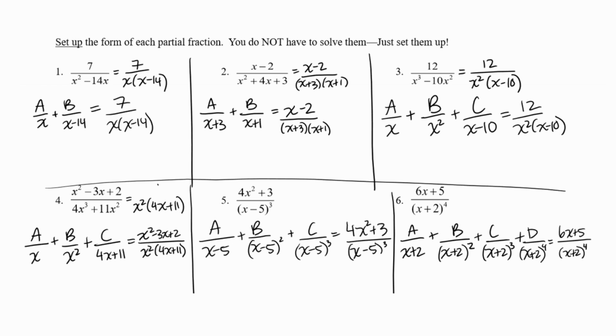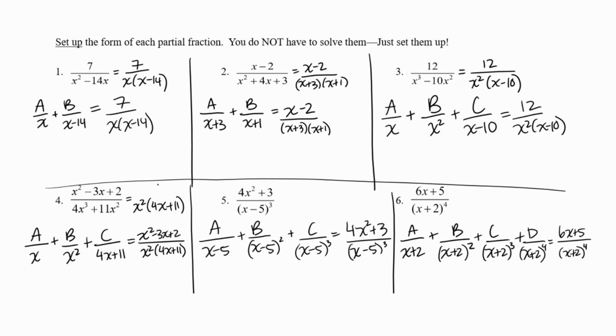For 5, essentially you can take x minus 5 three times because it's cubed. So a over x minus 5 plus b over x minus 5 squared plus c over x minus 5 cubed. And then you can put the numerator over the denominator.